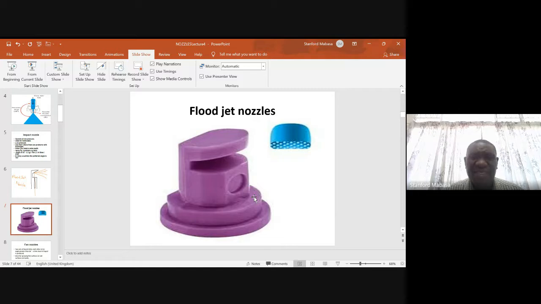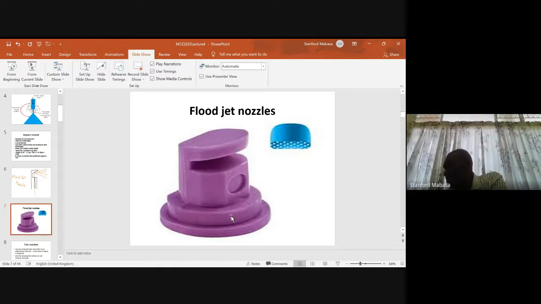If you are purchasing it, it looks like this. So this is the bit which receives the liquid at high pressure, and then the liquid breaks into droplets. This part here, the blue part, is the filter, which is inserted inside this nozzle.